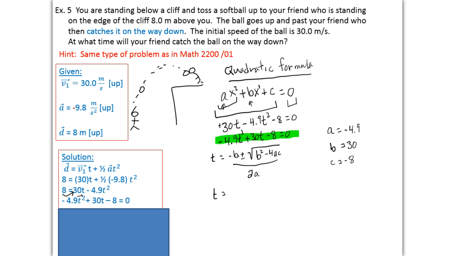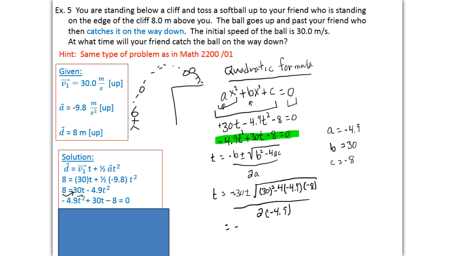So fill in your A's, B's, and C's. So B says negative, so leave that negative there, and put in your B value, which is 30, plus or minus, and square root of 30 squared, subtract 4 times A, which is negative 4.9, times C, which is negative 8. And 2 times A, which is negative 4.9.